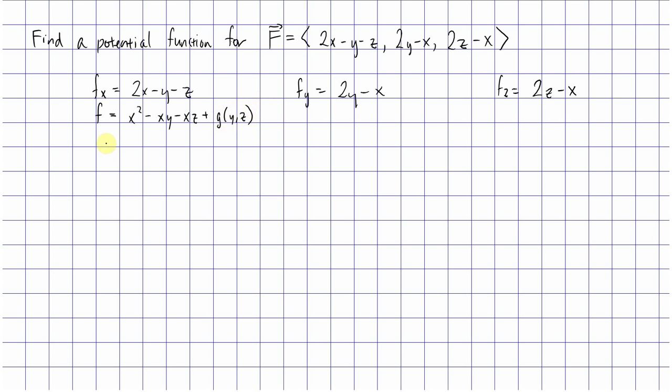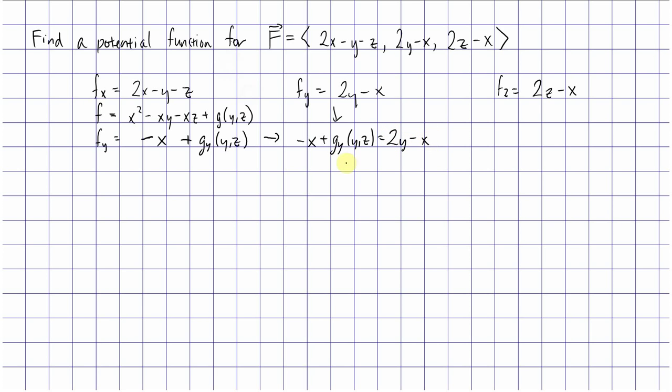Now we're no longer allowed to mention x. Now if we want to incorporate the fact that the partial derivative with respect to y is 2y minus x, let's partially differentiate this with respect to y. So you're going to get negative x plus the partial derivative of g with respect to y of yz. And so we have two different ways of writing f sub y right now. One is 2y minus x, one is negative x plus g sub y. So let's just set those equal to each other. Negative x plus g sub y of yz is equal to 2y minus x.